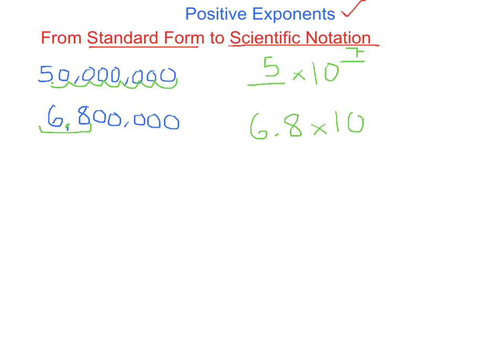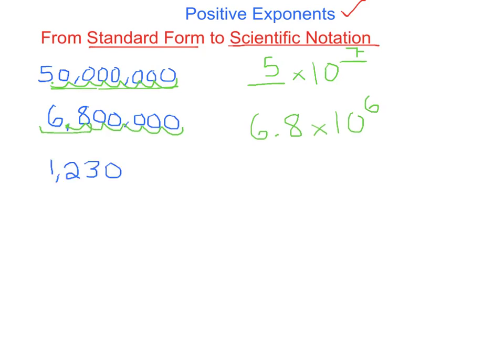Now, a common mistake is students just count the zeros, because in this first example our exponent was 7 and we had 7 zeros. But really what you're counting is how many times you move the decimal. So we move the decimal 1, 2, 3, 4, 5, 6. So it's 10 to the power of 6. And in this case we had 5 zeros, so it is different.